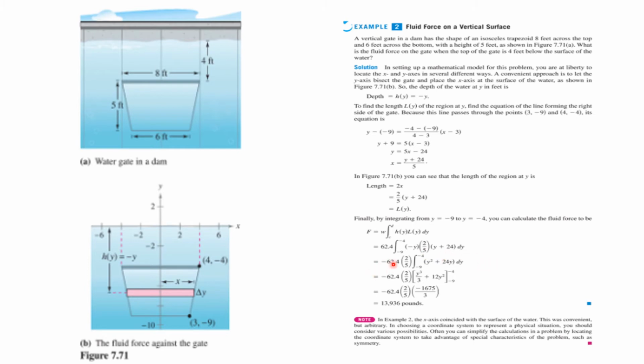Actually, I pull out a minus sign, minus 2 over 5. And then this is a pretty easy integral to do. You add 1 to the exponent and divide by the new exponent. You plug in the numbers, and you'll get 13,963 pounds. Now, again, you get to pick the coordinate system any way you want, but this was a good way to do it in this problem.